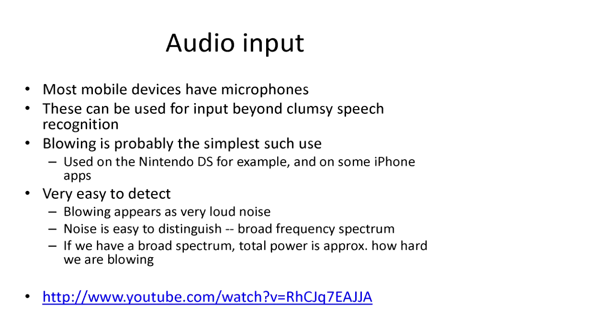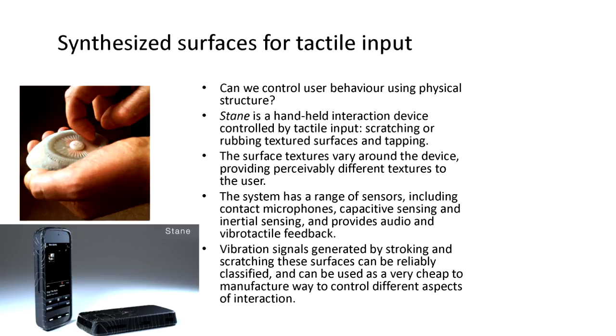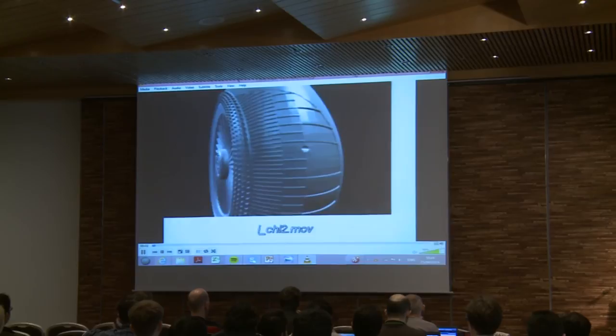We have a system that we built which, using a contact microphone, would pick up the sound of you rubbing your finger on the sides of an object. See the video here. And it could use a neural net to classify different regions in that.